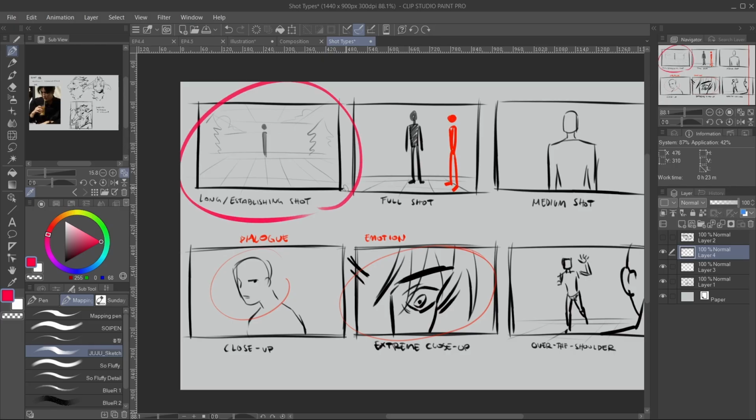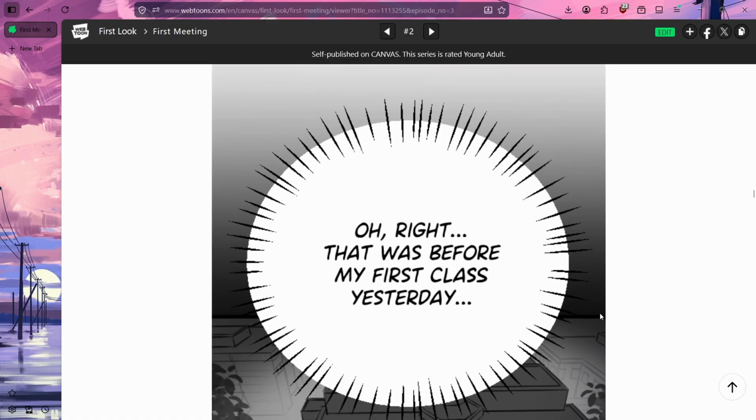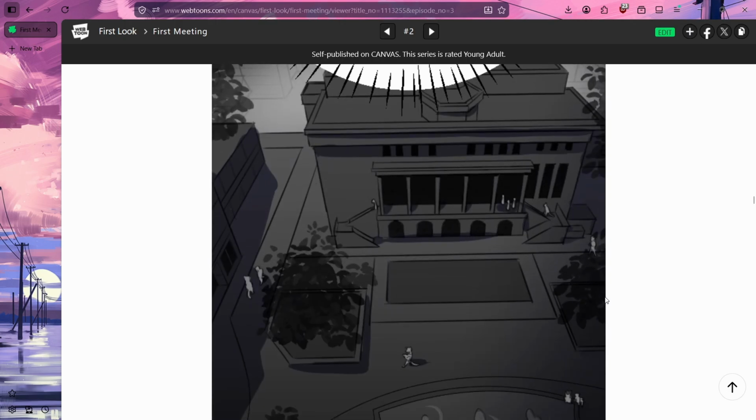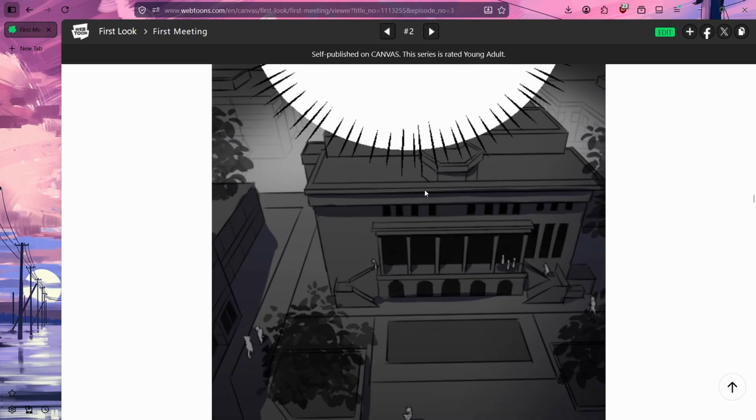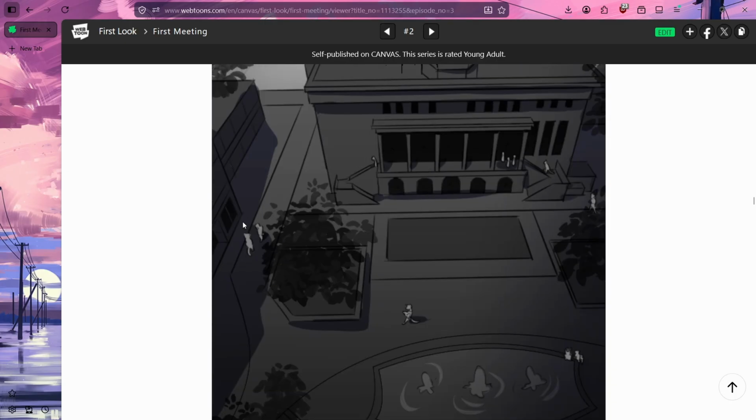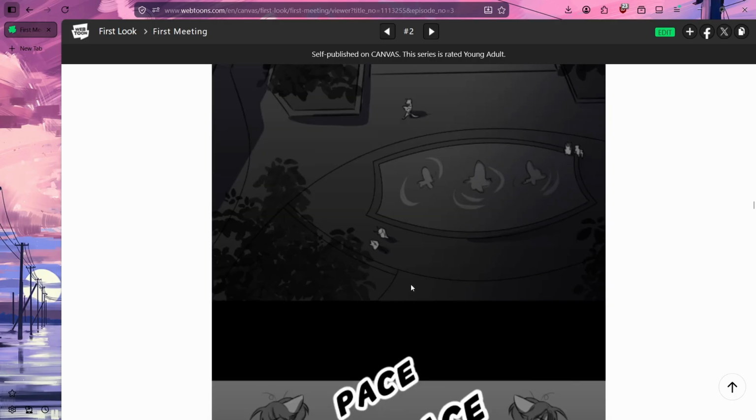So, long establishing shots, and you can see this even in my webtoon. To set up the environment of where Glenn and Stefan first met, I used an establishing shot. I could have done a better job using the values to highlight Stefan as a clearer focal point. I think you can tell that it's him, but my eyes keep going over here because of the contrast. The contrast here is a lot stronger than Stefan is right here.